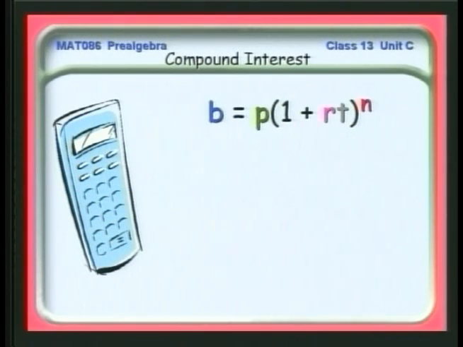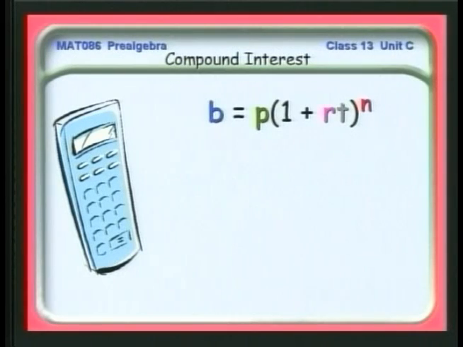There's the formula we start with, and you notice that I have a calculator sitting there. And I have that there for a very specific reason. If you look at the formula, we have the quantity 1 plus RT raised to the nth power. So that's going to be a number like 1.06 raised to the nth power. The question is, how can you do this on your calculator? An easy way is this. Follow me.